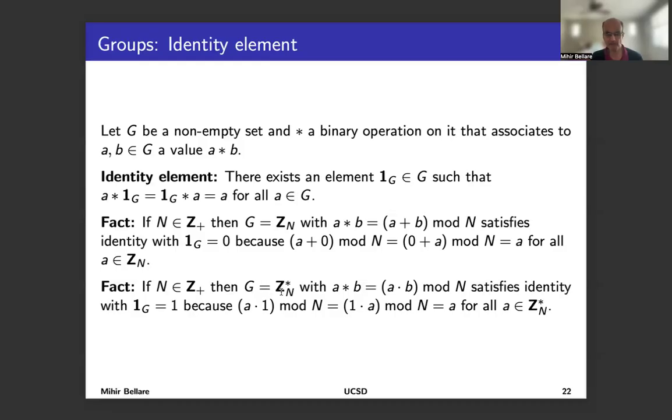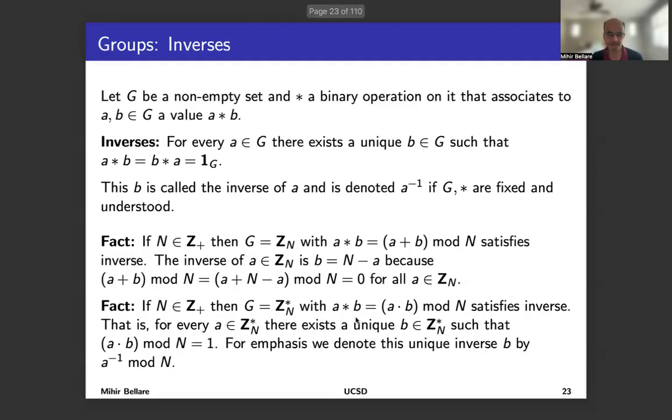When the other group, the multiplicative one, Zn star, and our operation is multiplication mod n, the identity element is now the integer 1. Why? Because for multiplication, it's multiplying by 1 that doesn't change the original number. A times 1 and 1 times A are the same, they're A, and mod doesn't change anything. So it was quite easy to find identity elements there.